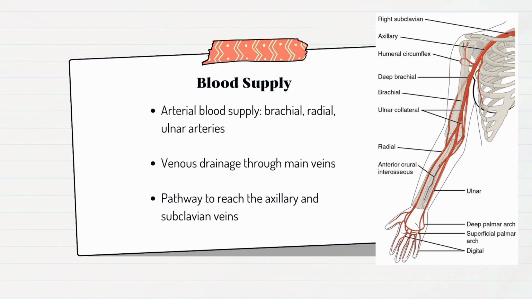So we reach the blood supply. The upper limbs receive blood supply from various arteries, including the brachial, radial, and ulnar arteries. Venous drainage occurs through superficial and deep veins, which eventually drain into the axillary and subclavian veins. In this picture, you only see the arterial blood supply of the upper limbs, which is more important than the venous drainage.